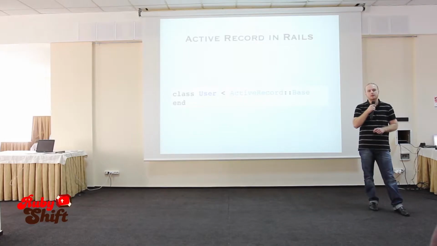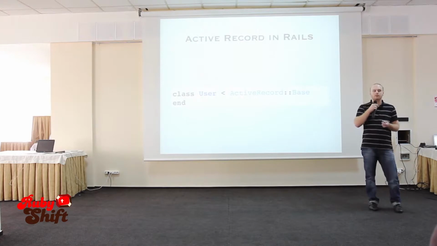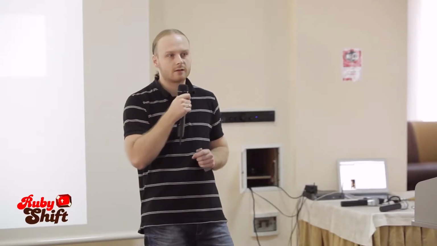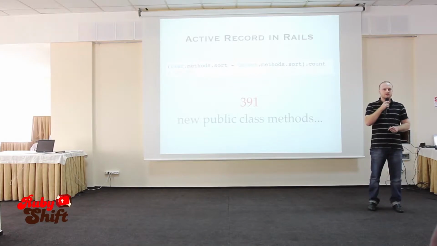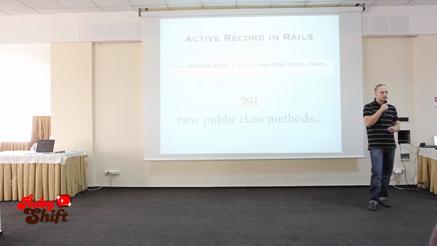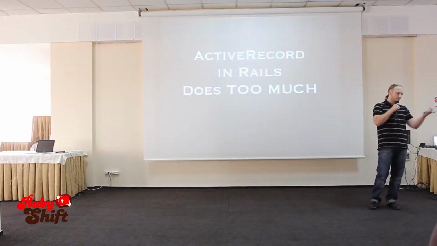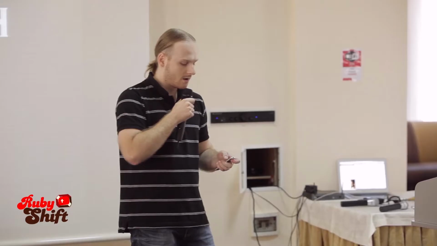A model, right, it inherits from Active Record base. I mean, it's really simple. You just have an empty class and you get a lot of stuff for free. But if you take a look at how many methods Active Record base adds to your class, then it's quite overwhelming. Like, how come this is simple? Yeah, Active Record does too much.